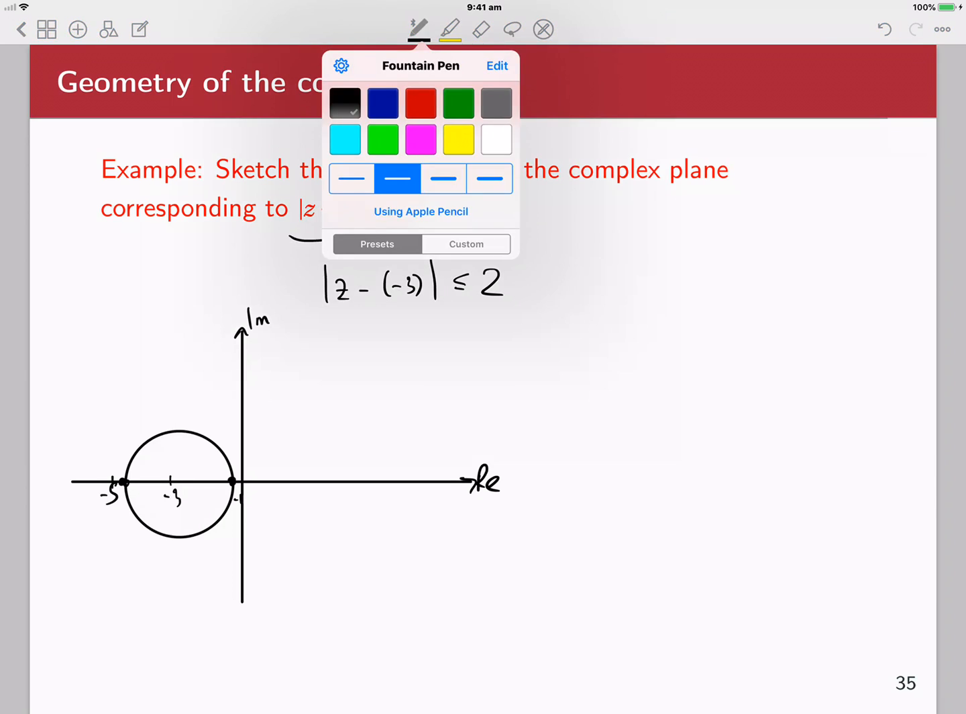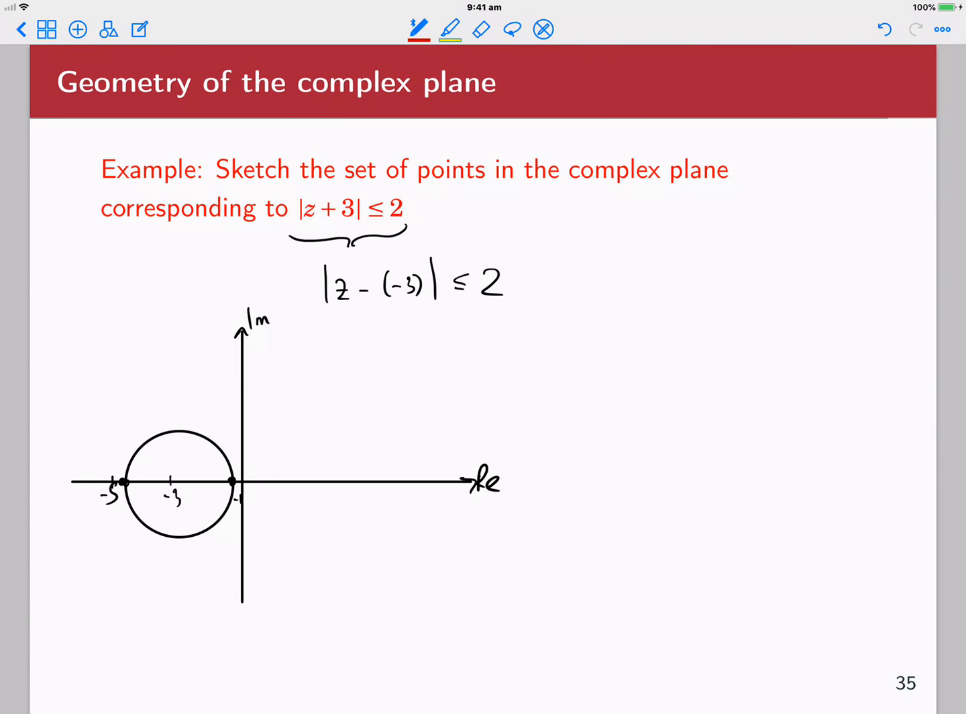But it says that the distance is at most 2. So the idea is it could be anything inside the circle. That's pretty much the idea. So that's why that point that we mentioned before was so important. To remember that if you have the modulus of z minus something, it means the distance from z to that point. So that's the idea of that.